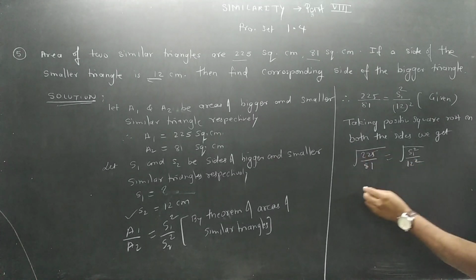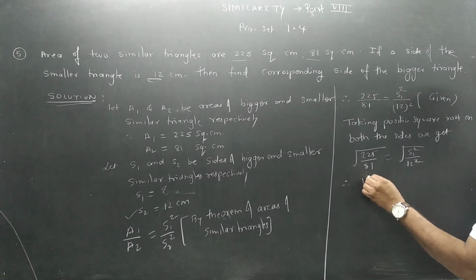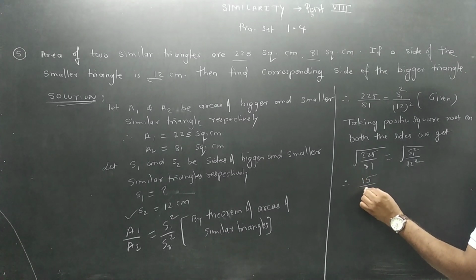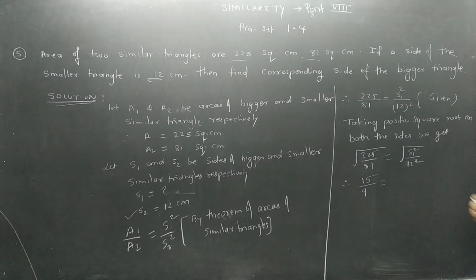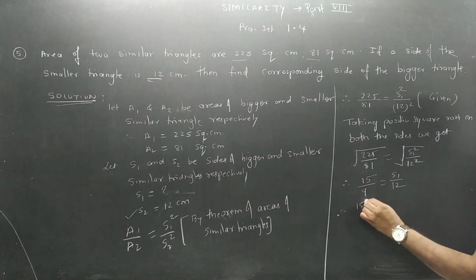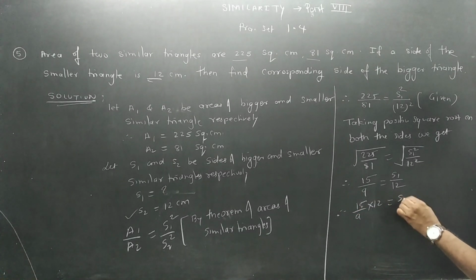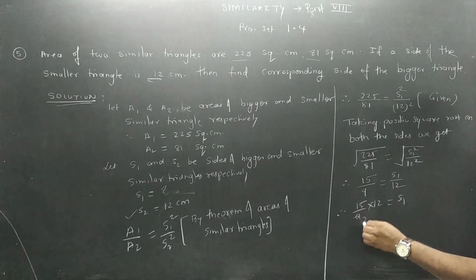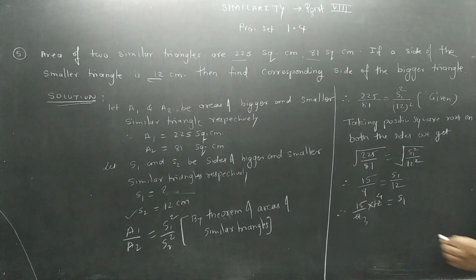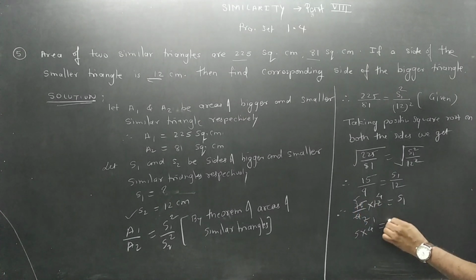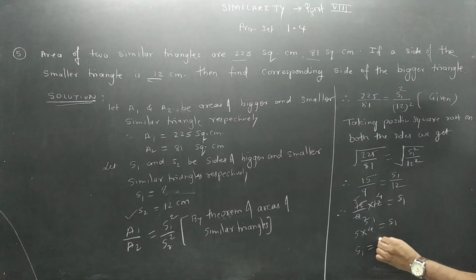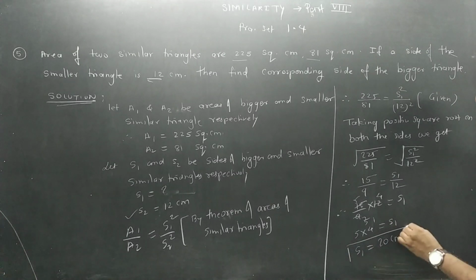See, we know the value of root of 225 is 15, root of 81 is 9, and S1 square का square root होगा S1, और 12 square का square root रहेगा 12 only. So ultimately 15 upon 9 into 12 is equal to S1. 3 3s are 9, 3 4s are 12, and 3 1s are 3, 3 5s are 15. So 5 into 4 is equal to S1, or S1 is equal to 20 centimeter.